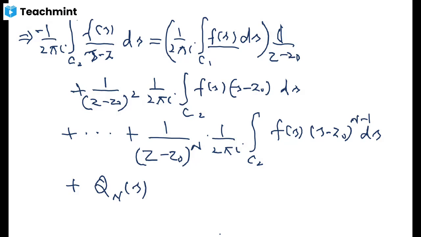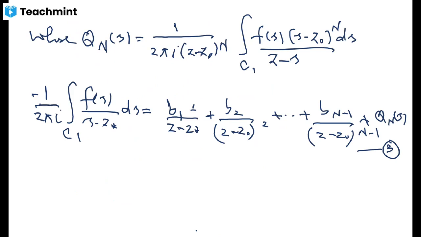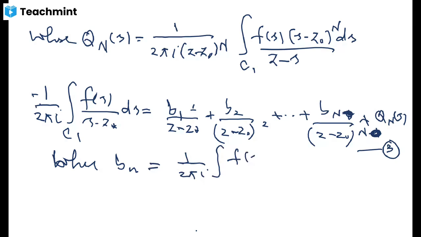Let me write this as b, because the power is now n; you don't have power n minus 1, and q and z, where these coefficients b n are these numbers: 1 upon 2 pi i integral of f of zeta. I'm writing it in a different way now. This is zeta minus z naught to power minus n plus 1 d zeta. You can check this, our integral over c1.